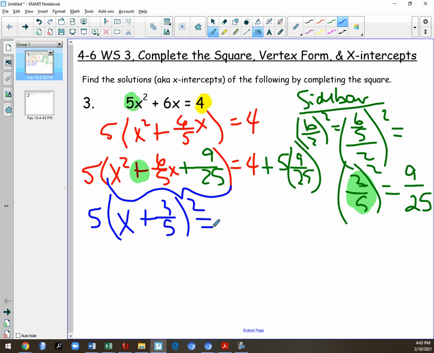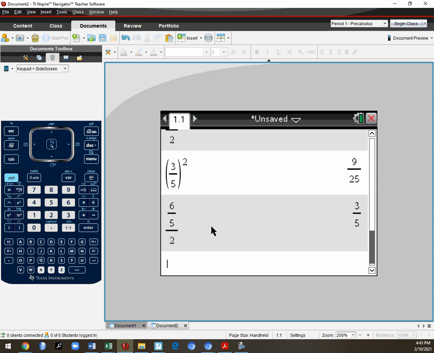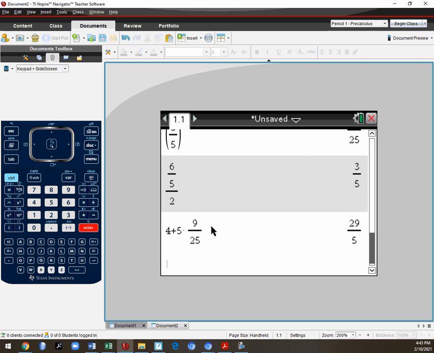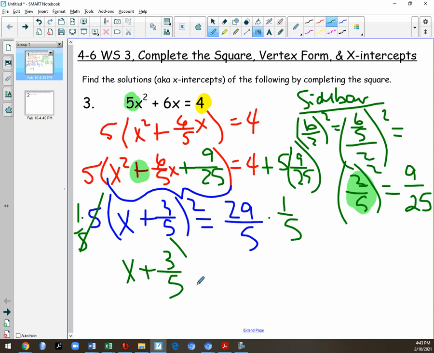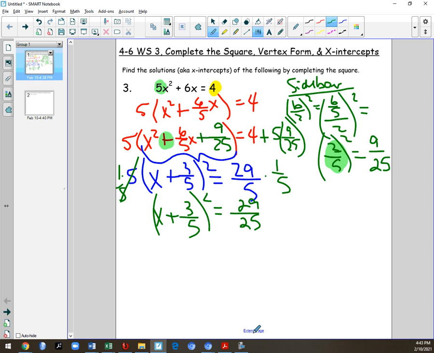now go ahead and type this in your calculator as well. So this is going to be 4 plus 5 times 9 divided by 25. Close the parentheses and hit enter, and that gives you 29/5. Okay? Now our goal is to solve. So now I have to divide by 5. When you divide by 5, that is the same thing as multiplying by 1/5 on both sides. So that gives you x plus 3/5 squared is equal to 29/25.